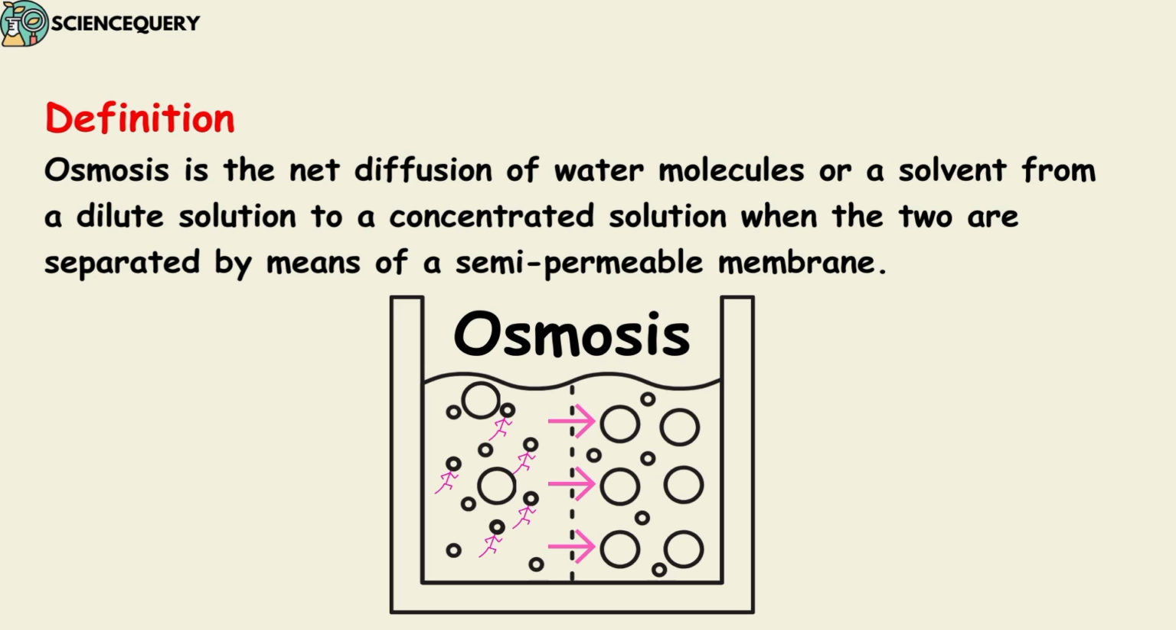Osmosis is the net diffusion of water molecule or solvent from a dilute solution to a concentrated solution when the two are separated by means of a semi-permeable membrane.